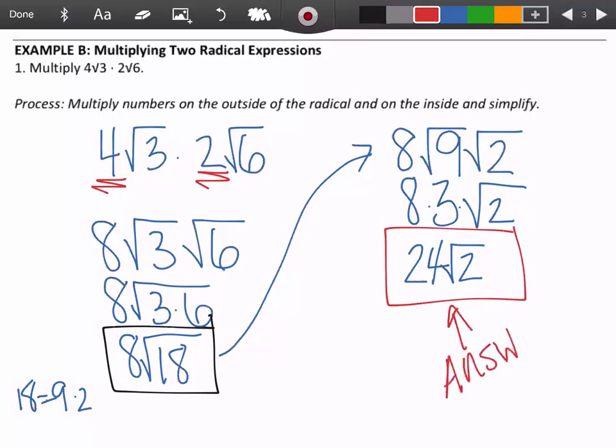So we just have to remember to look at that number underneath the square root and see if there's any type of perfect square that divides into it. And now you can practice some of these on your own.